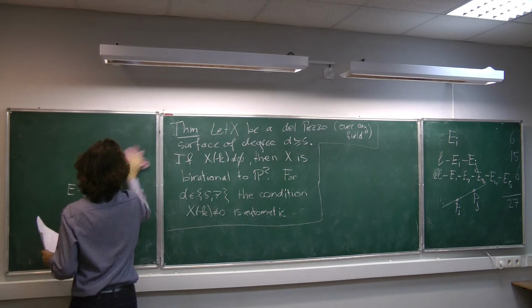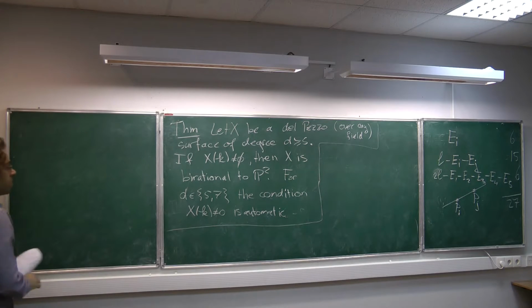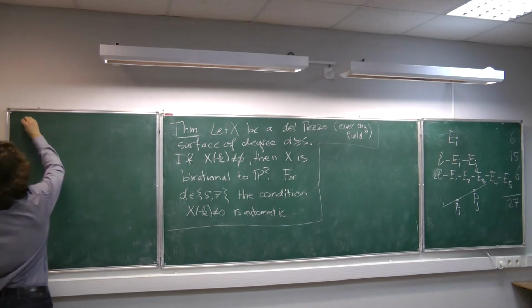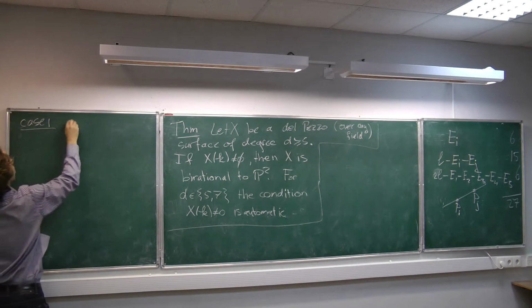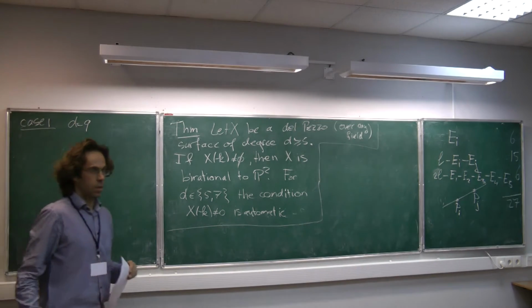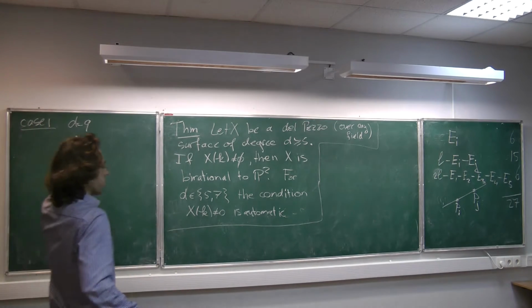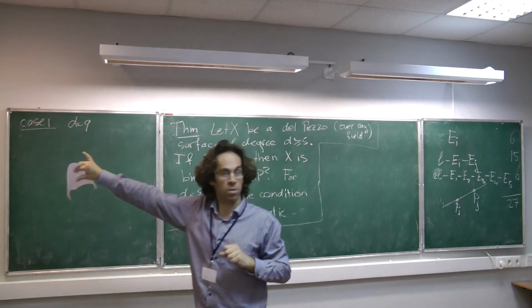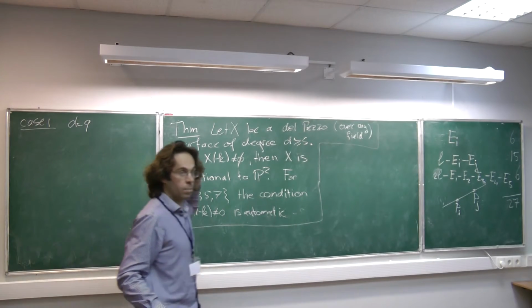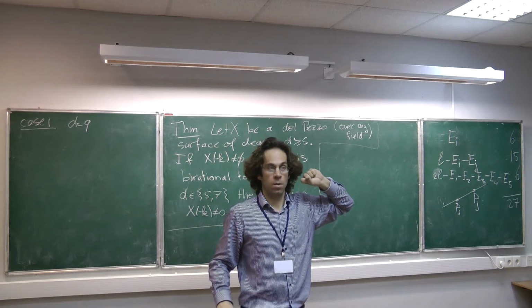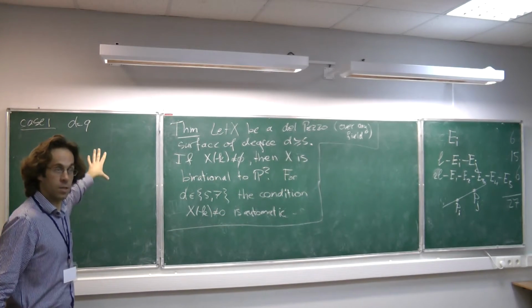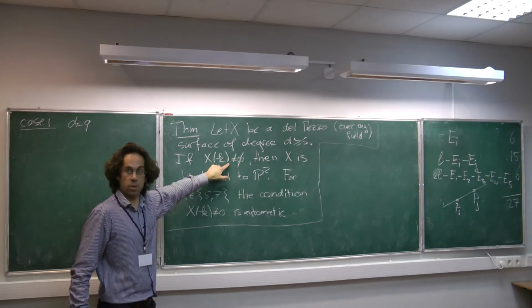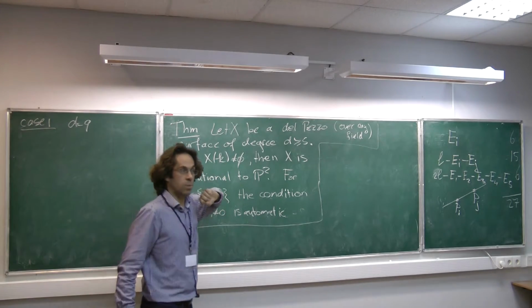So let's start with degree, the highest degree, and the highest degree is just P2 itself, where you haven't blown up any points yet. So here's the proof, case 1, d equals 9. So that means that over a separably closed field, your surface is isomorphic to P2. But over the ground field, you might not be isomorphic to P2. Yeah, those are different things. So the question is, how do we prove that if there is a rational point, then we are isomorphic to P2 after all?